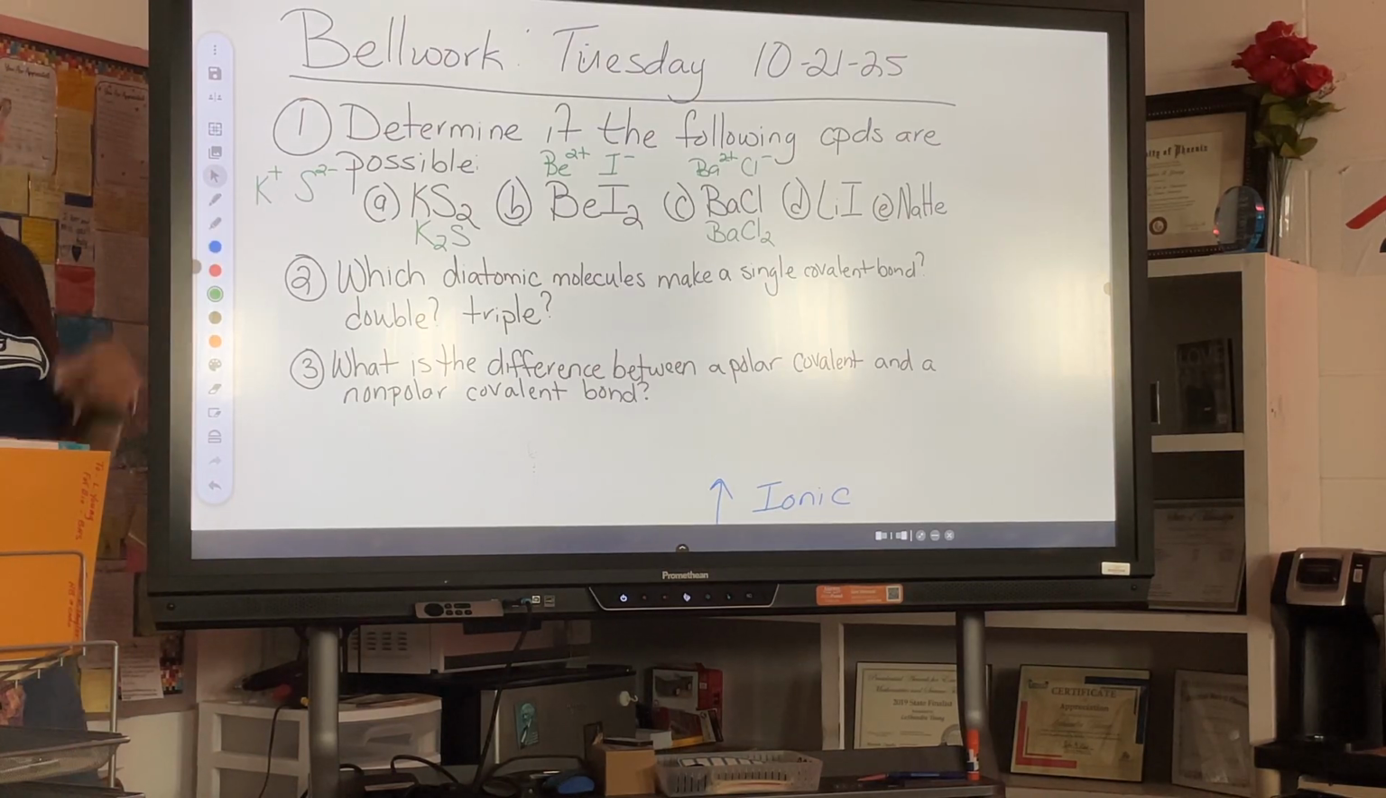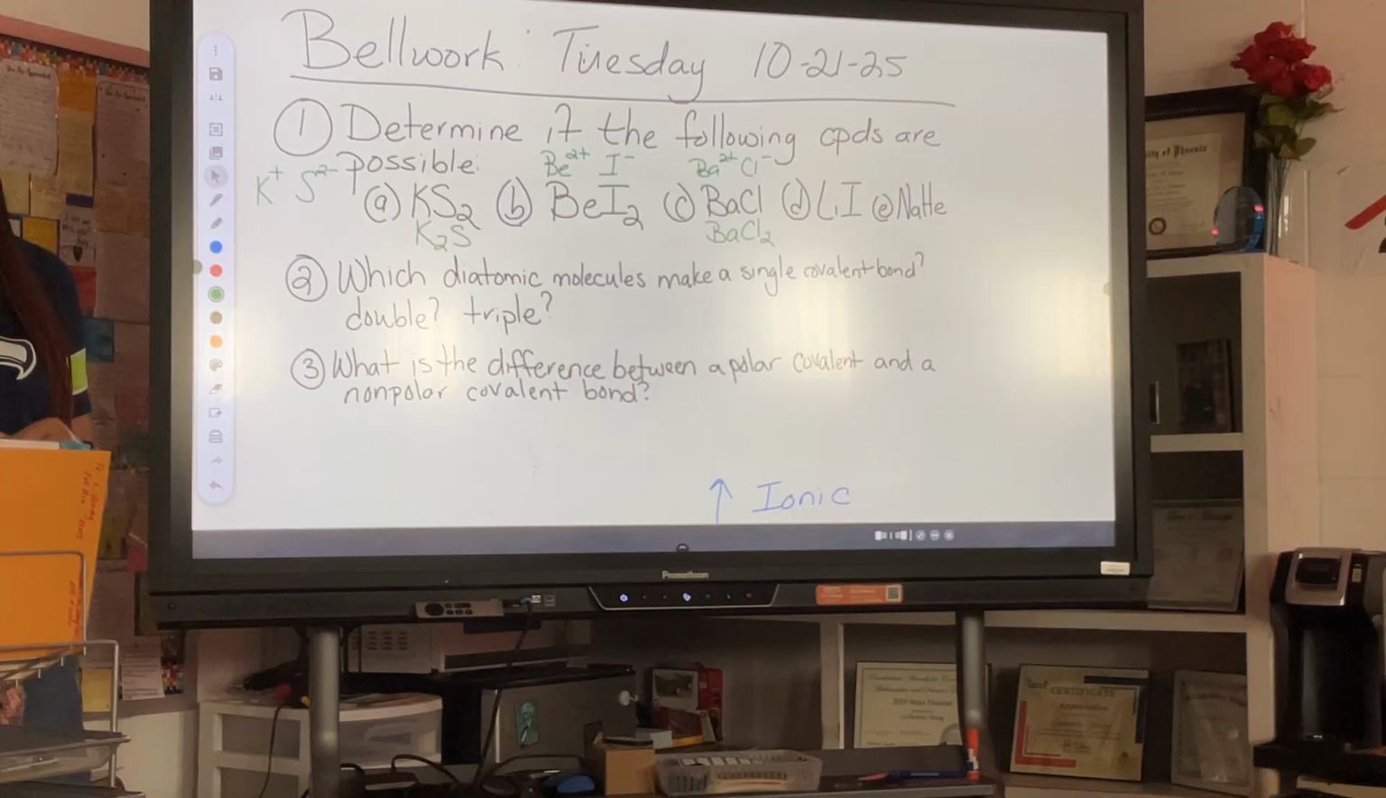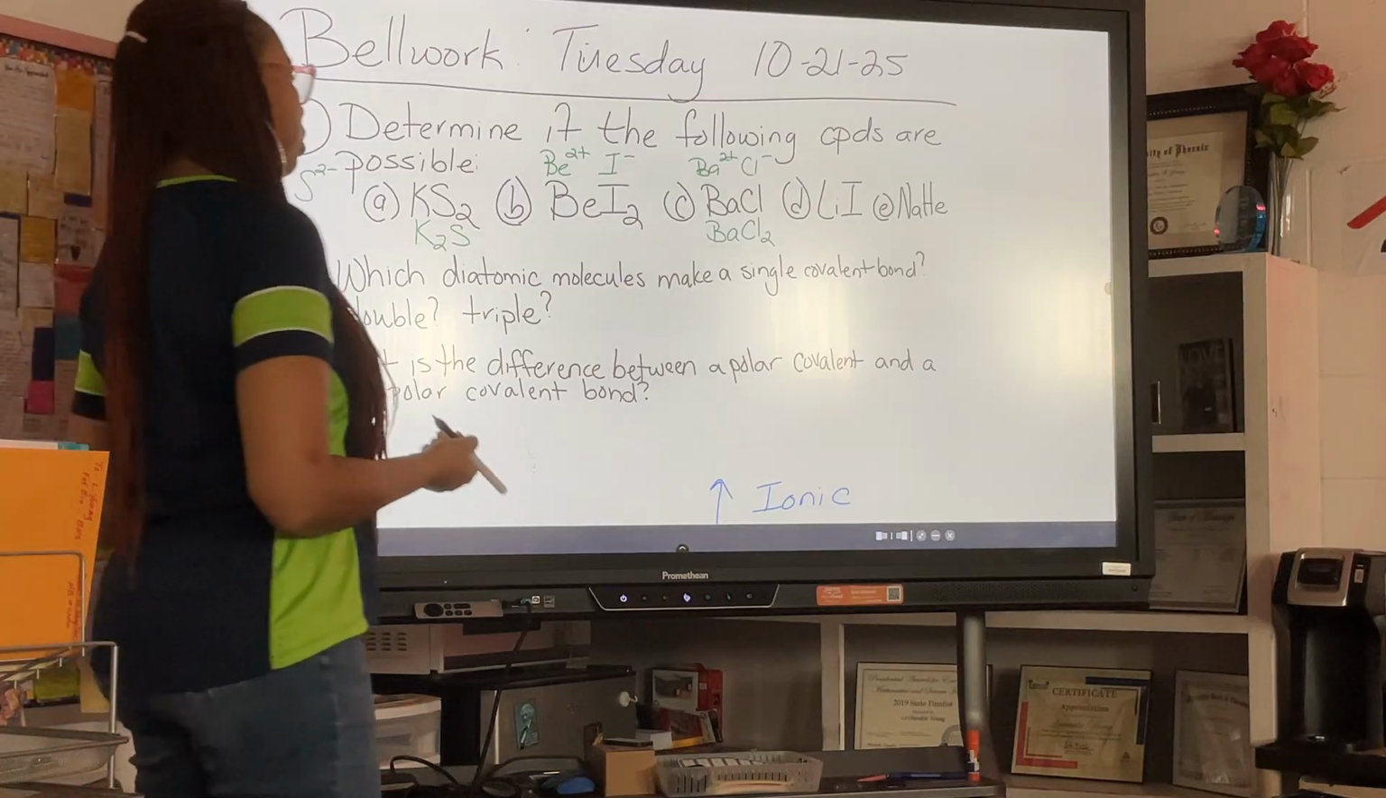What is the name of this compound? Beryllium chloride. Not beryllium chloride. Sorry, barium chloride. Barium chloride. Make sure you're paying attention because y'all doing everything but.